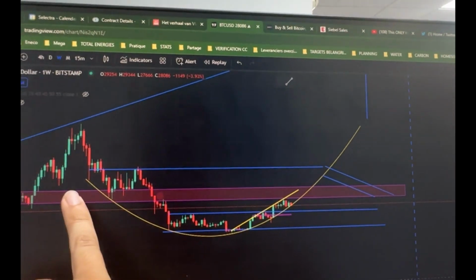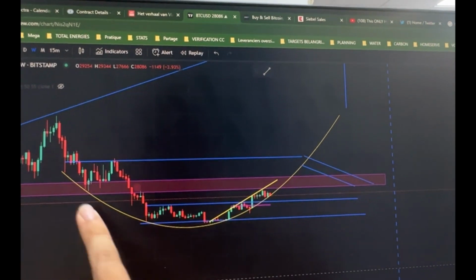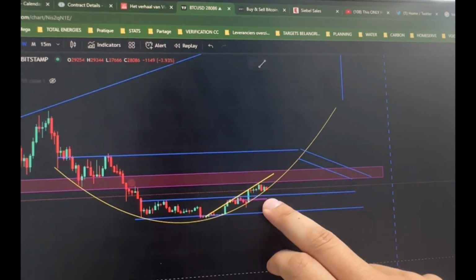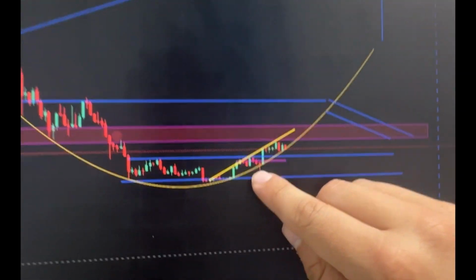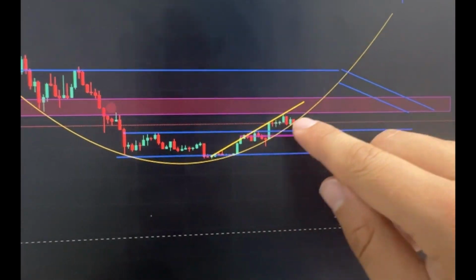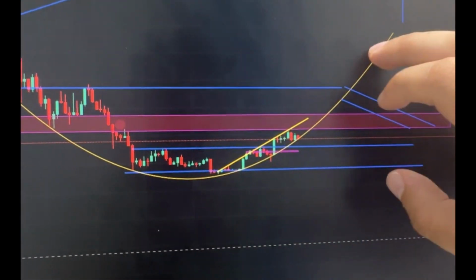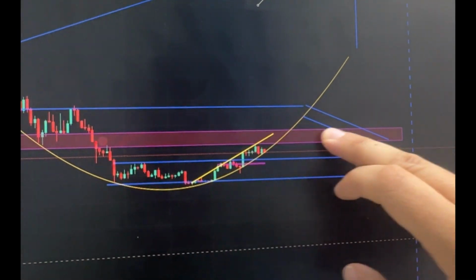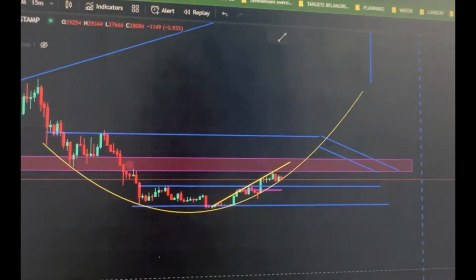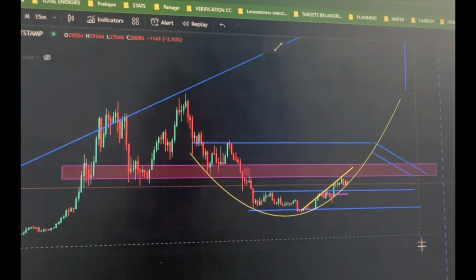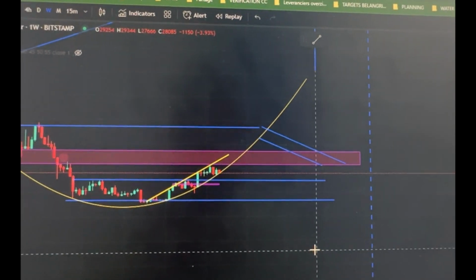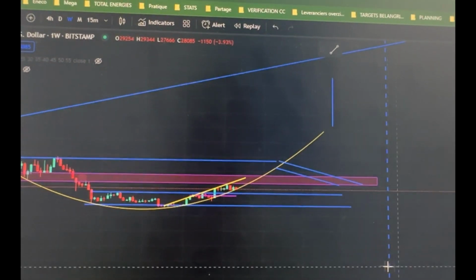So I made that yellow line. I was creating that. I hope we won't break that yellow line. If it's possible, we can break it like this, like we did here, and go back in that zone of the yellow line, in that red zone, where there's a lot of accumulation. So yeah, we are creating a nice pattern. So let's see what it will bring.